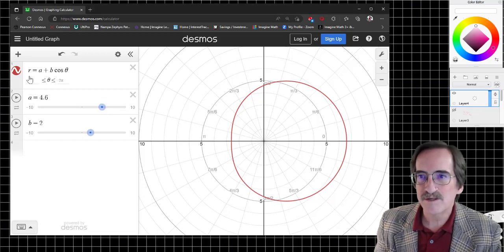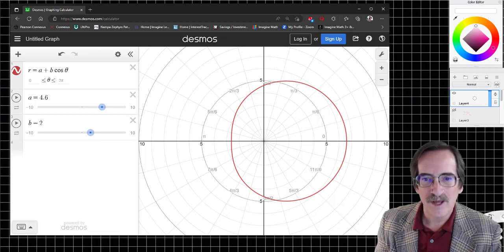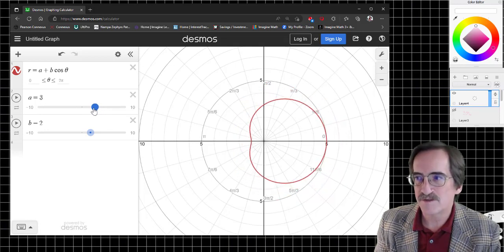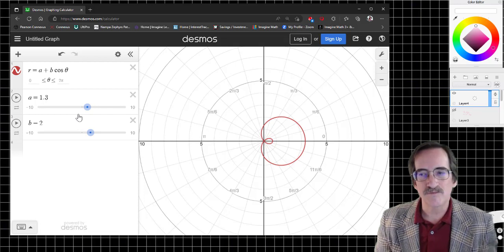So the key here is if a, the constant, is greater than or equal to twice as big as b, the coefficient of the trig function, then it is convex. If the ratio is between 1 and 2, then it is dimpled. If they are equal, it is a cardioid. And these are all limaçons. And if a over b is between 0 and 1, it's called an inner loop limaçon.